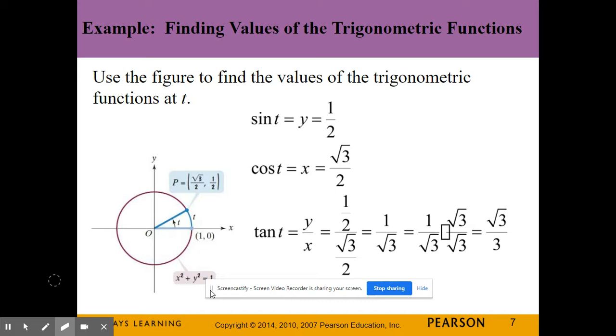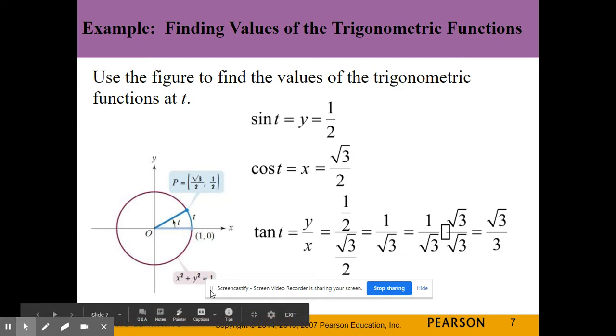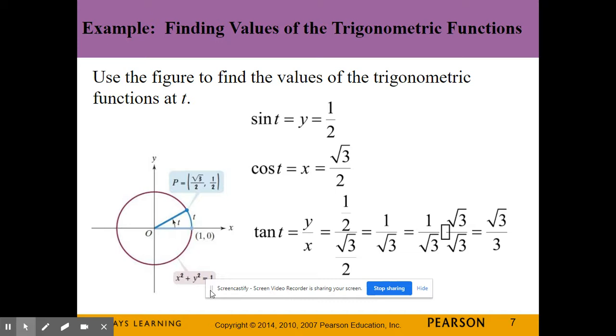Okay, so use the figure to find the values of the trigonometric functions at t. Right, so you got angle t, arc t. That point is root 3 over 2 for the x value, 1/2 for the y value. All right, so that means the sine is the y value. So the sine of t is 1/2. The cosine of t is the x value, so root 3 over 2.